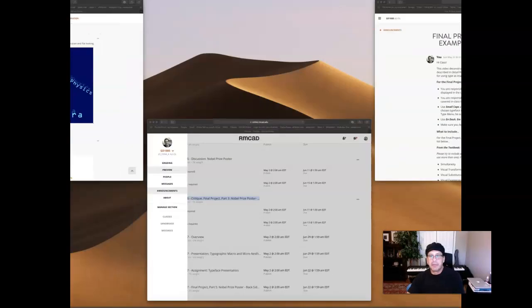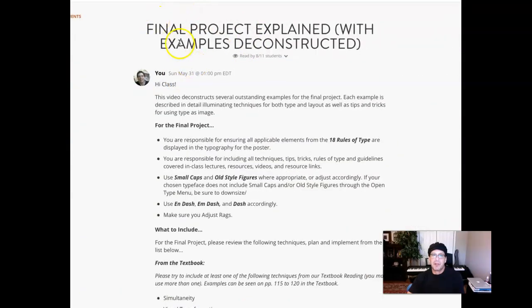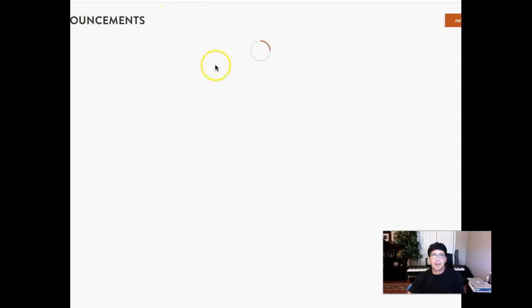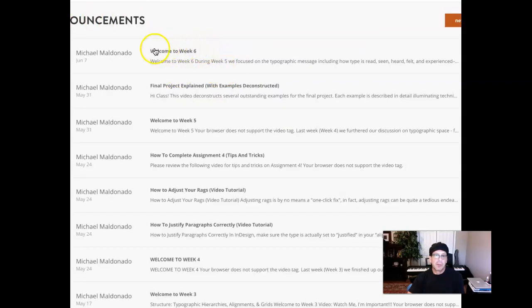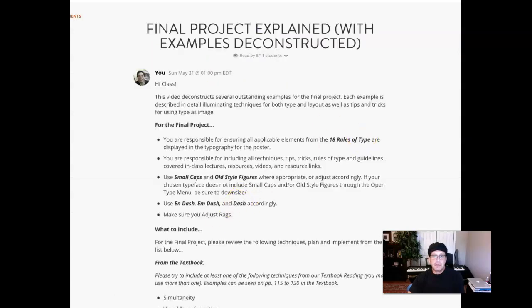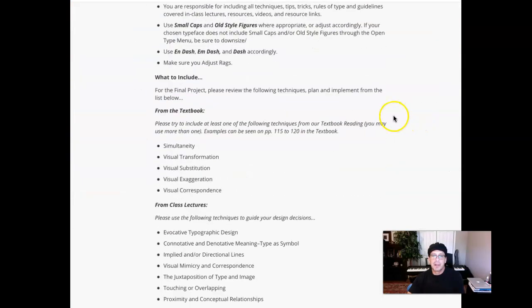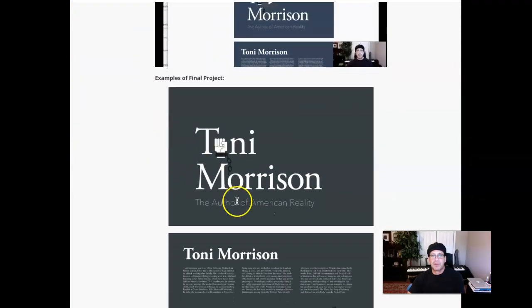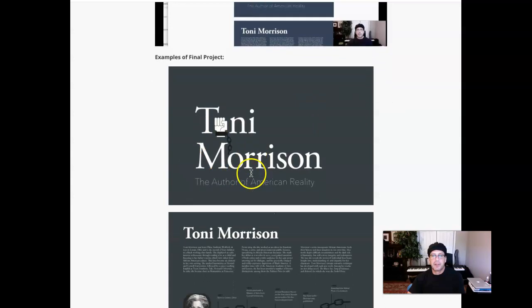Okay, let me give you an example, and this might be one. This is such a good resource right here. I'm in the announcements area right over here, and Welcome to Week 6 is extremely important. And this final project explained with examples deconstructed. Let me show you a concept heavy one. This is very, very concept heavy. So the reason everything here has intent and reason.